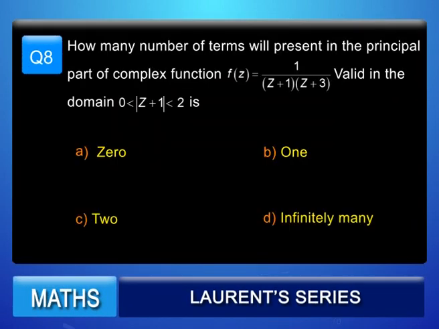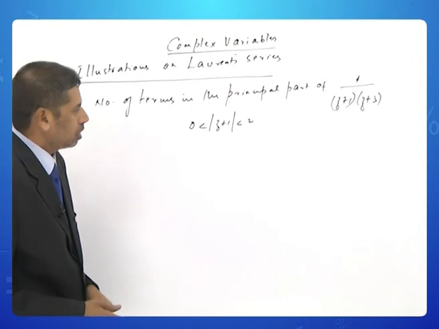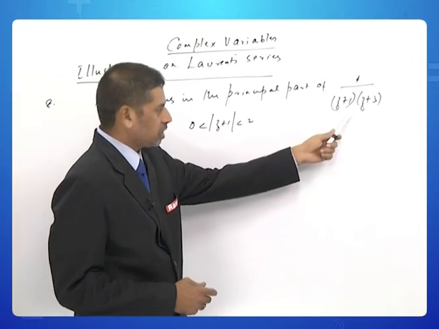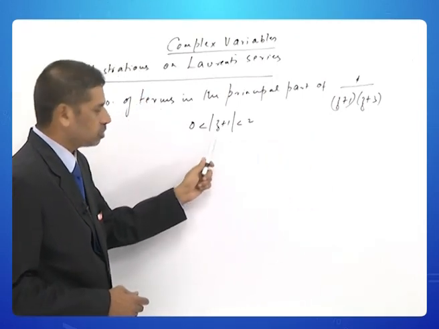Question number 8. Another problem on Laurent series. How many number of terms will be present in the principal part of the complex function 1 by (z plus 1) into (z plus 3) valid in the domain 0 less than mod z plus 1 less than 2? Now the first step is to resolve this into partial fractions and then take into account the domain.